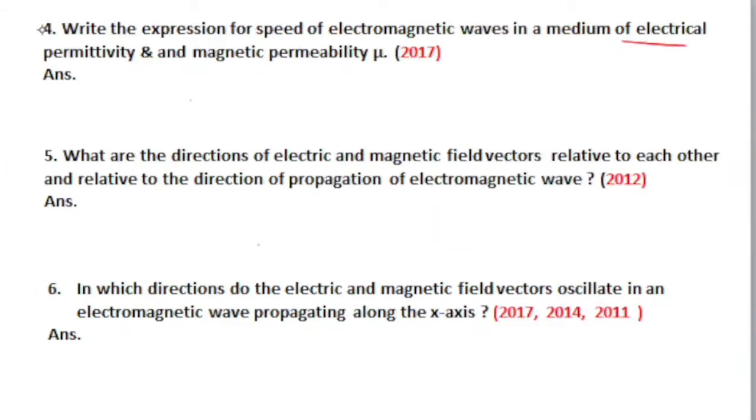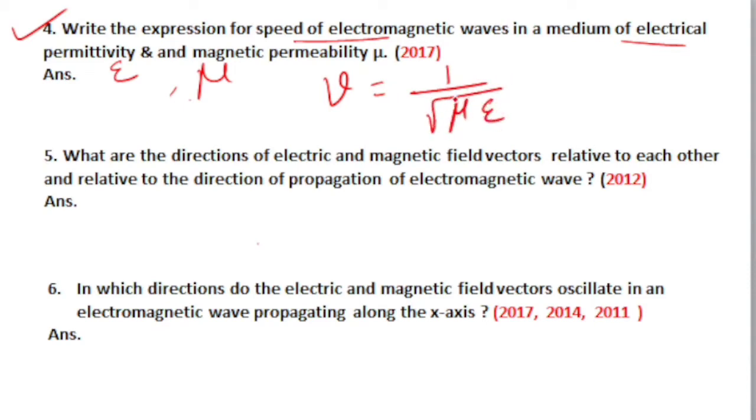Now next, question number 4. Write the expression for speed of electromagnetic waves in a medium of electrical permittivity epsilon and magnetic permeability mu. You have to write the expression of speed of electromagnetic wave in terms of epsilon and mu. Epsilon is electrical permittivity and mu is magnetic permeability. So the relation between these two is given as V equal to 1 by under root mu epsilon. You can also write it as C equal to 1 by root over mu naught epsilon naught.